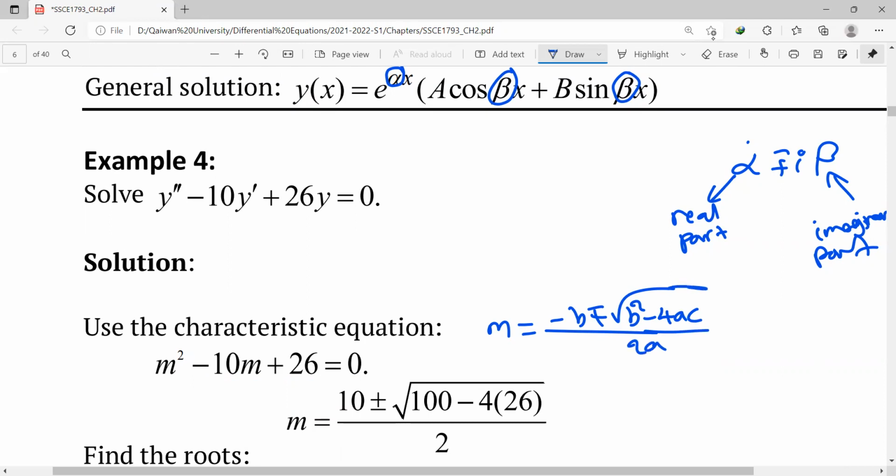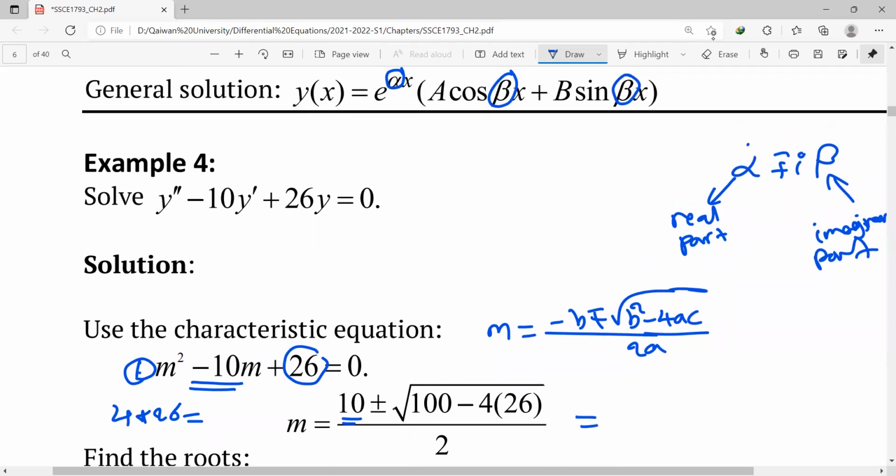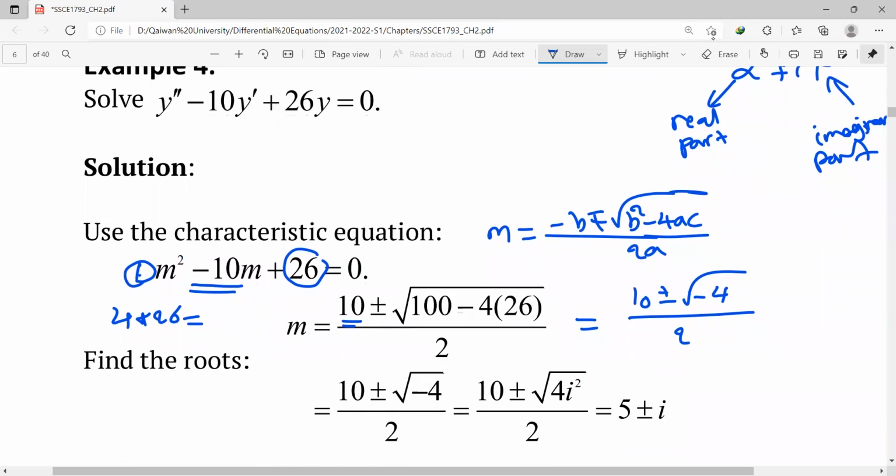You should know this rule. Minus b, where b is minus 10, and we have a negative sign also in the rule. So we get 10 plus minus square root of b squared, minus 10 squared is 100, minus 4 times a times c. 4 times 1 is 4, times 26 equals 104. So we get 10 plus minus square root of minus 4, dividing by 2. So what's minus 4 in a square root? It's 2i. The negative sign becomes i, and the square root of 4 is 2, so you get 2i.